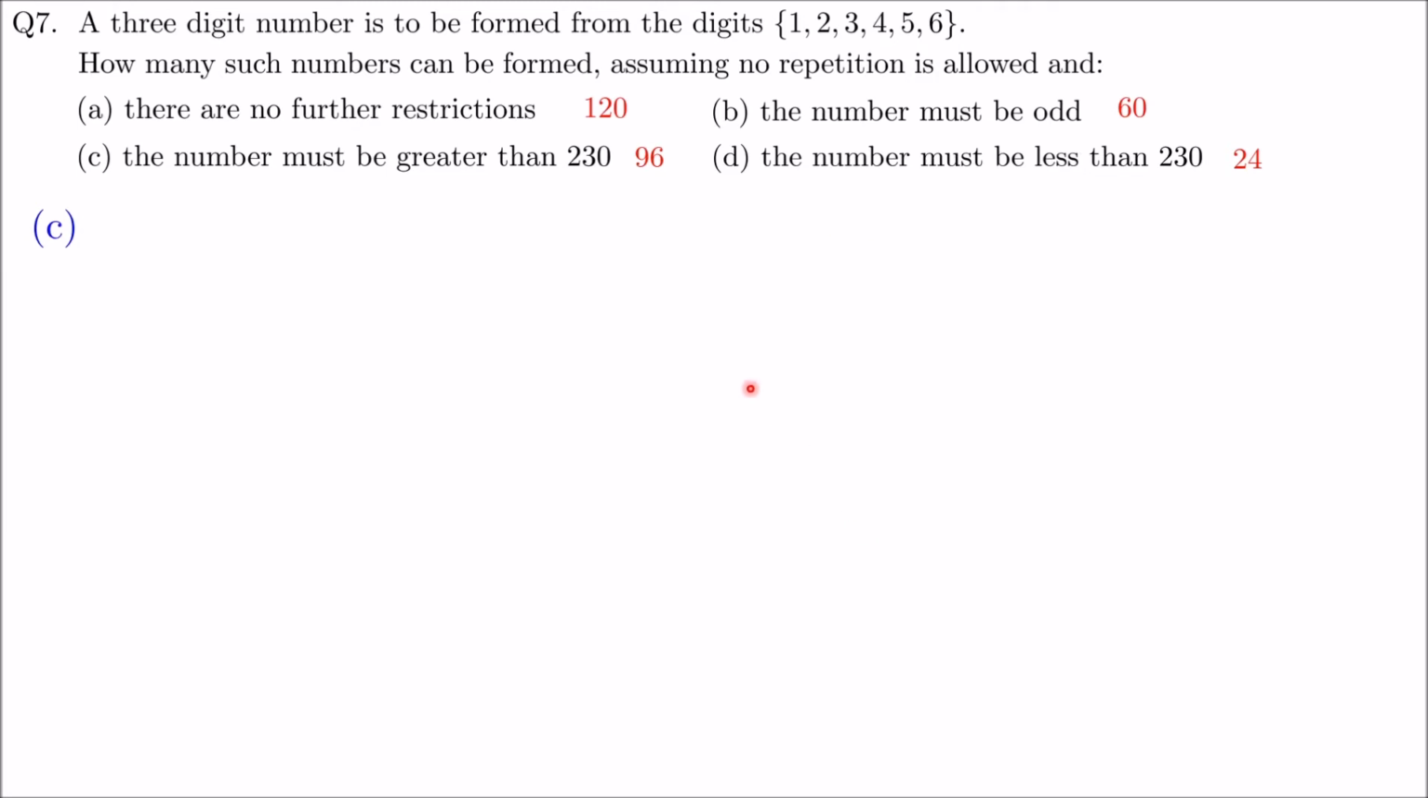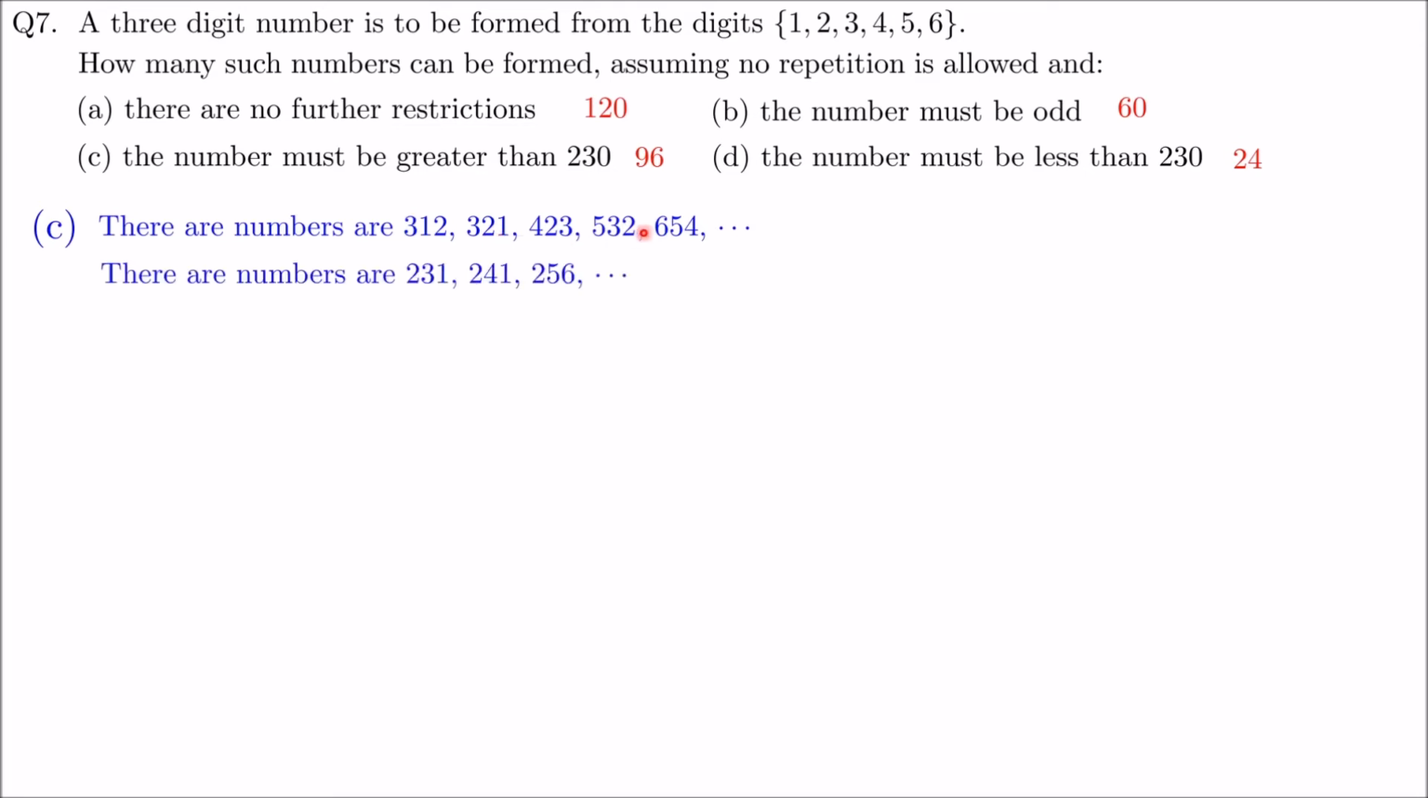Okay, next part. We're going to try to search for numbers that are greater than 230. Hopefully when you thought about this question, you realized that there are 2 categories of numbers that are able to satisfy being bigger than 230. Basically there are numbers that start with a starting digit of 3 or 4 or 5 or 6. These numbers are obviously automatically bigger than 230, right?